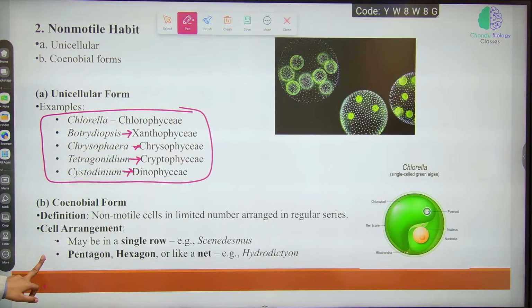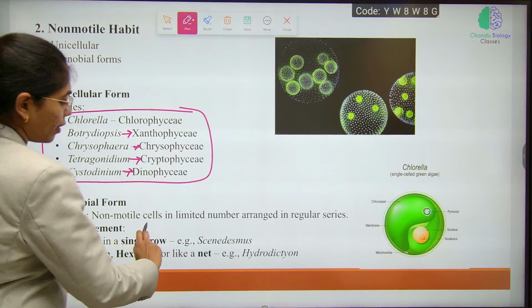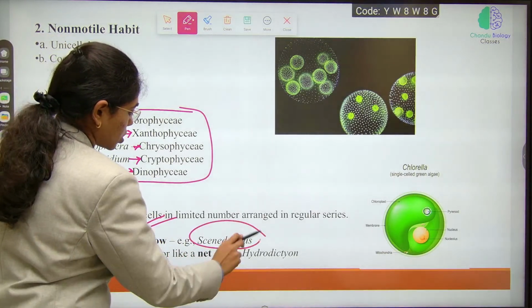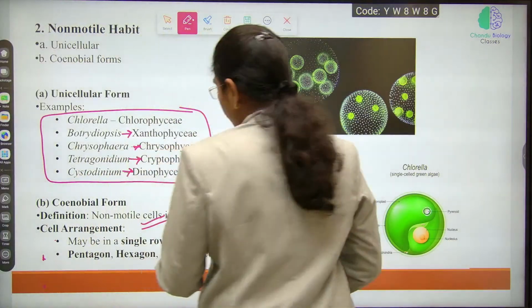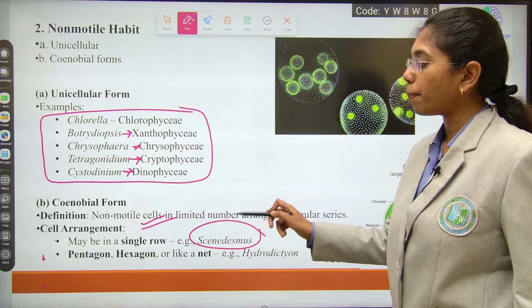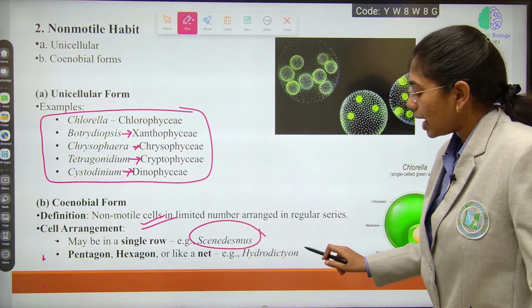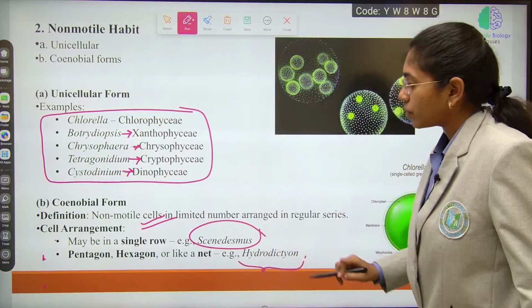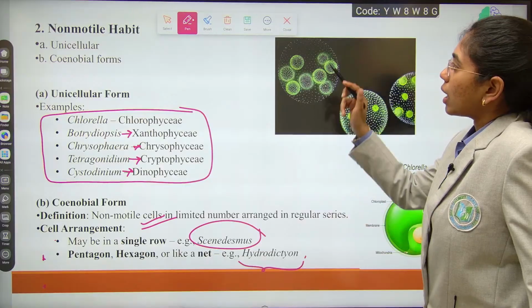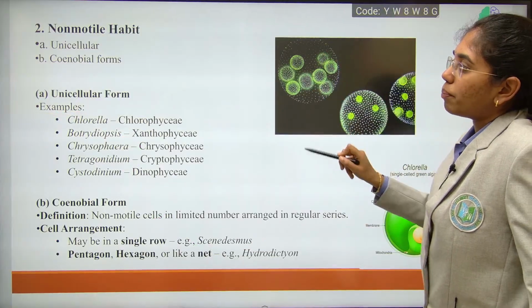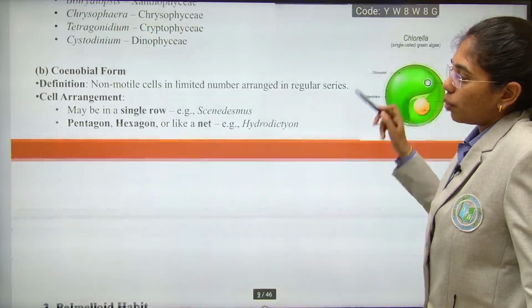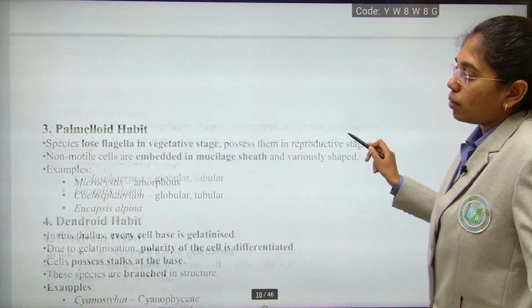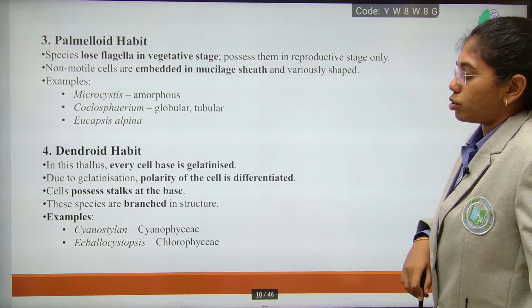Coenobial, where the cellular arrangement is in a single row, Scenedesmus, and if there is any net or hexagon or pentagon type of coenobial arrangement, the example is Hydrodictyon. All the classes, habitat types and examples are important, both for motile and non-motile forms, unicellular and coenobial. The coccoid habitat is completed so far.